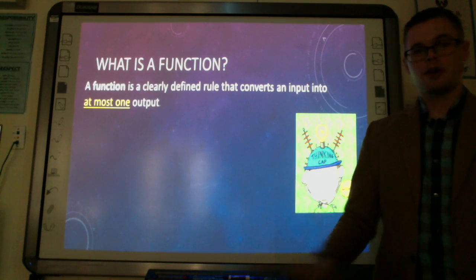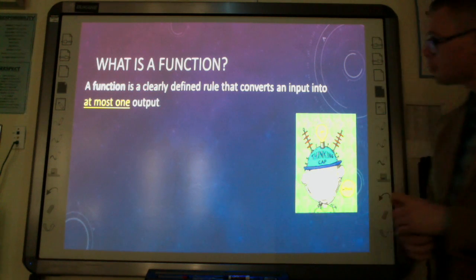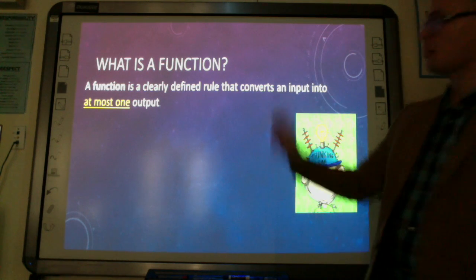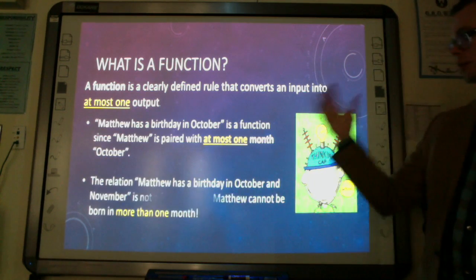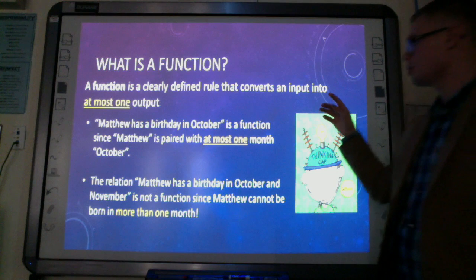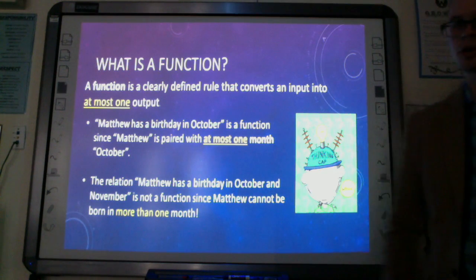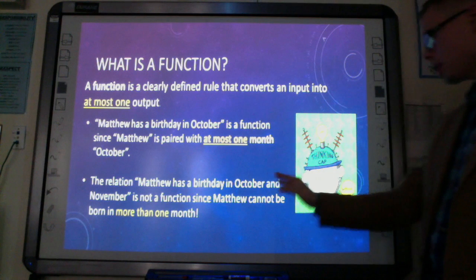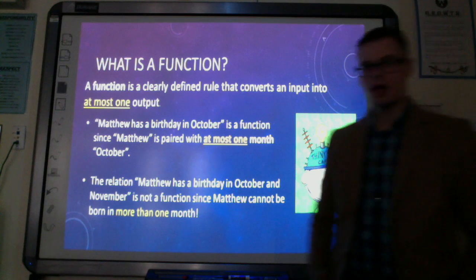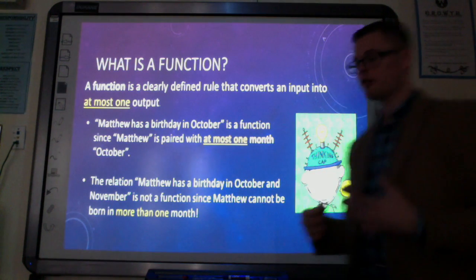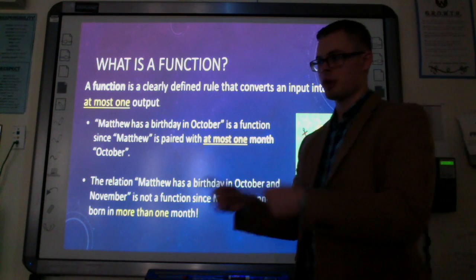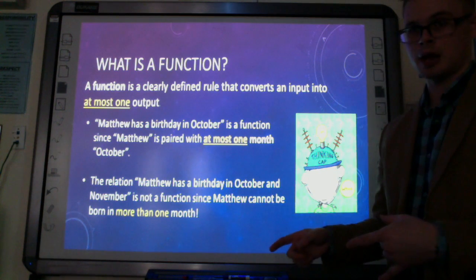What is a function? A function is a clearly defined rule that converts an input into at most one output. Very important concept: at most one output. So, Matthew has a birthday in October is a function since Matthew is paired with at most one month, or output, October. The relation Matthew has a birthday in October and November is not a function since Matthew cannot be born in more than one month. That is essentially defining what a function is. You cannot match with more than one month because you cannot be born in more than one month.